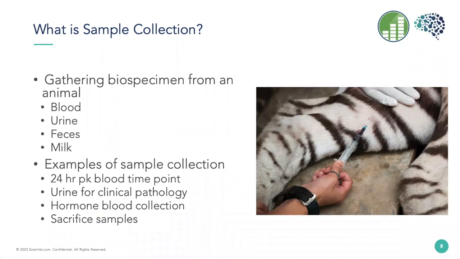Biospecimen or biological samples can include a wide range of things. The most obvious is blood that is centrifuged to separate plasma or serum. However, there are other types of collections that can occur, such as urine for clinical pathology, feces or bile for radio-labeled metabolism studies, or even milk for developmental and reproductive toxicity studies. In this instance, we're defining biospecimen or biological samples as any type of biological materials that are collected from animals for research purposes, and that includes cells, tissues, and excreta.